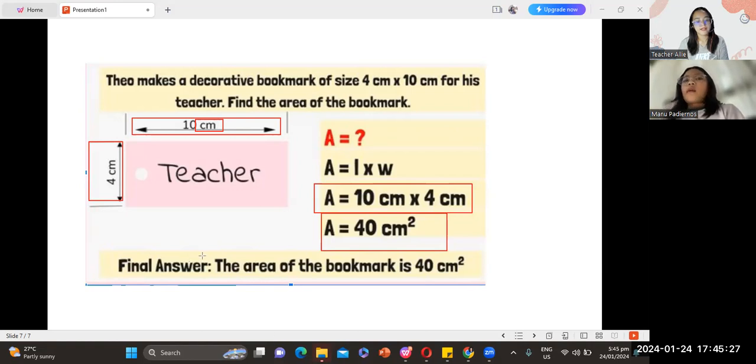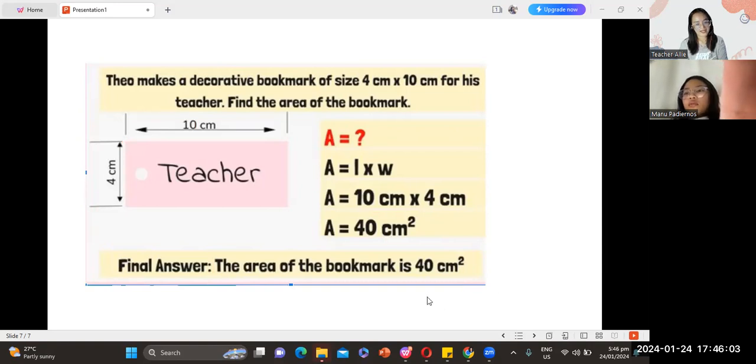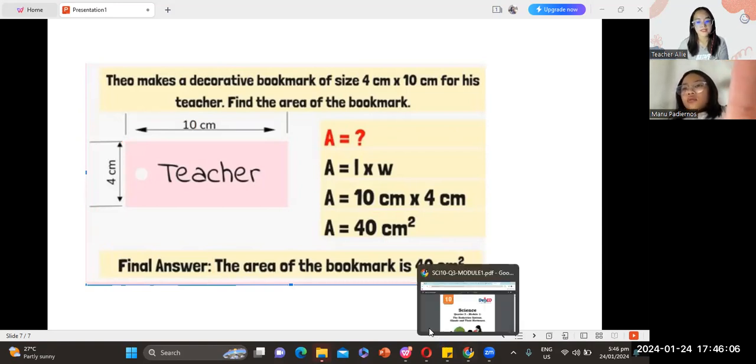So what is the final answer? Can you read this one, Manu? The area of the bookmark is 40. Because 10 multiplied by 4 is 40. So it will become 40 cm.